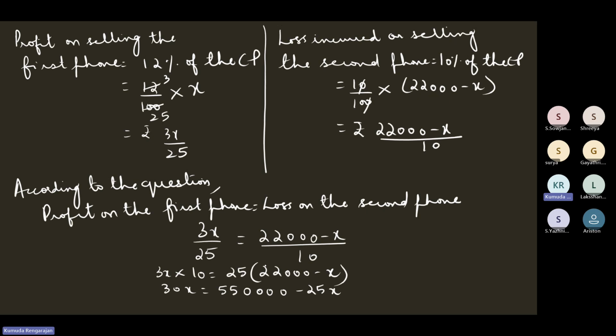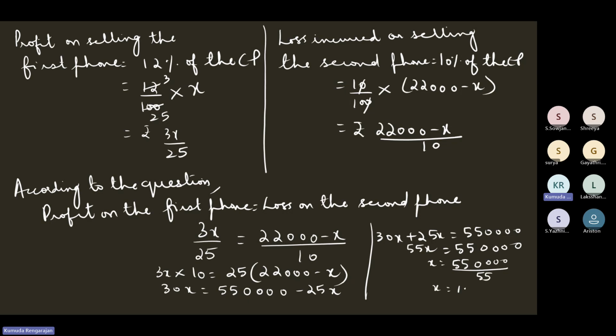On transposing, we get 30x plus 25x is equal to 55 followed by 4 zeros. So 55x is equal to 55 followed by 4 zeros. X is equal to 55 followed by 4 zeros divided by 55. X is equal to 1 followed by 4 zeros, 10,000. So that means the cost price of one mobile phone is 10,000 and the other mobile phone is 22,000 minus 10,000, which is 12,000.